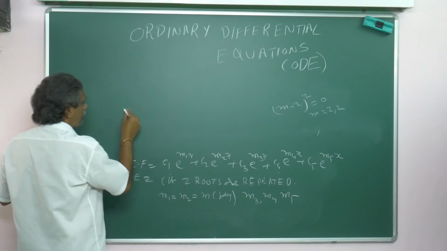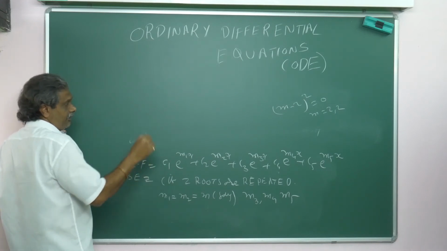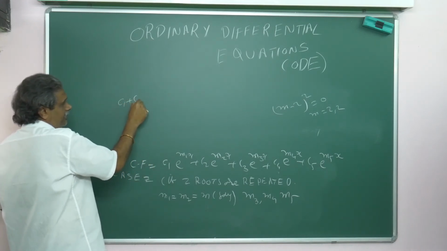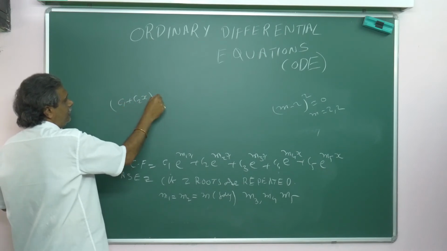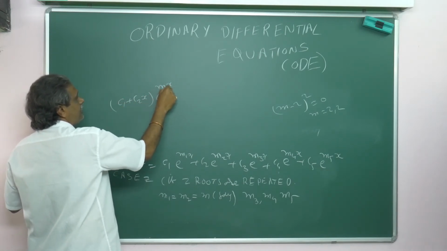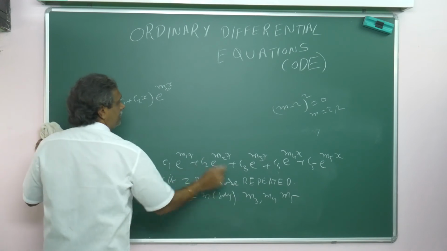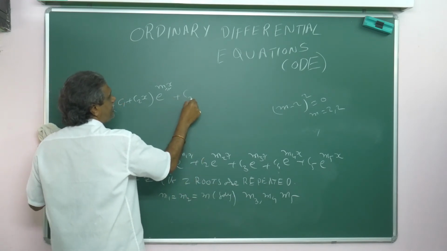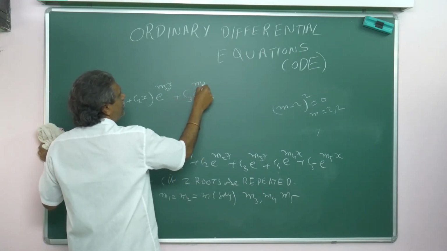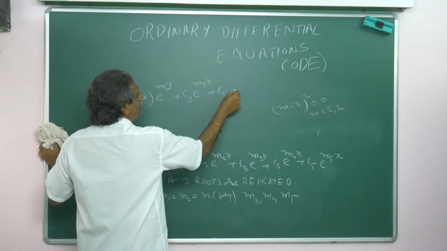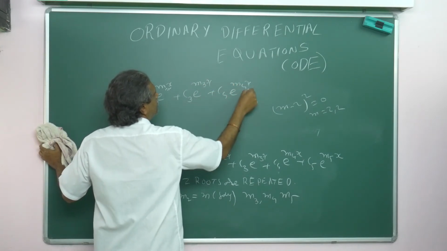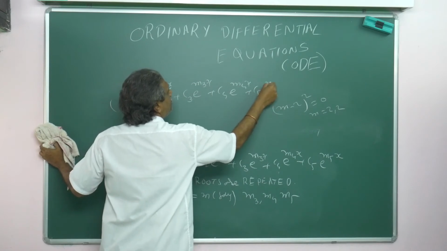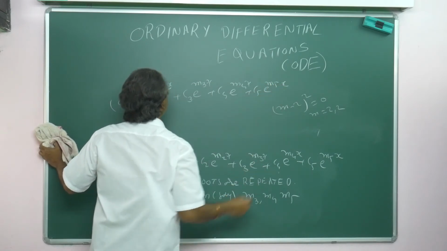Now CF, how will you write? Already in your hand 5 constants are there. For the repeated root, 2 constants: (C1 plus C2x) into e to the power of mx. If the non-repeated roots are as usual: C3 e to the power of m3x, C4 e to the power of m4x, C5 e to the power of m5x.